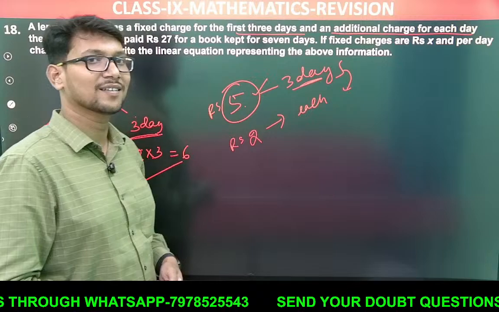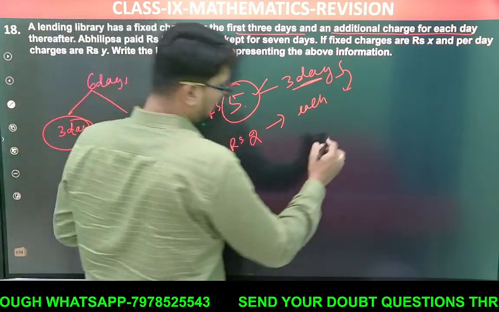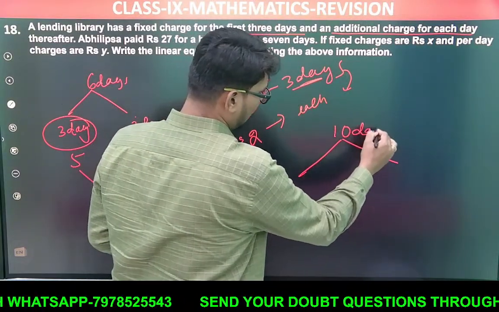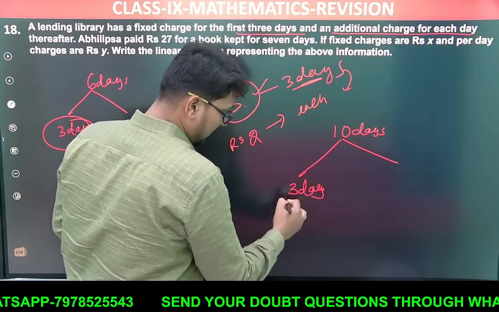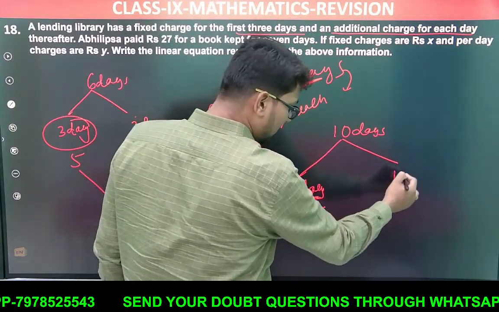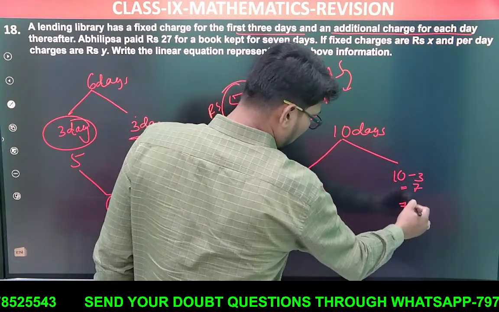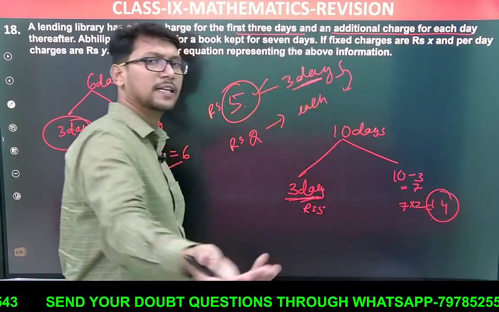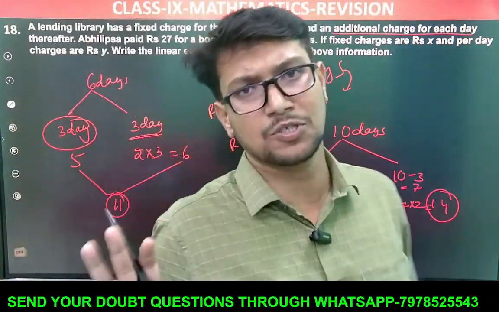Okay, if a student has kept the book for 10 days, how much does he have to pay? Let us find out. For the first 3 days, he has to pay 5 rupees. That is fixed. Then how many days are left? 10 minus 3, that is 7 days. So 7 into 2, because each day is 2 rupees, 14. So total cost 14 plus 5, 19 rupees. I hope everybody is clear on the method to solve this question.